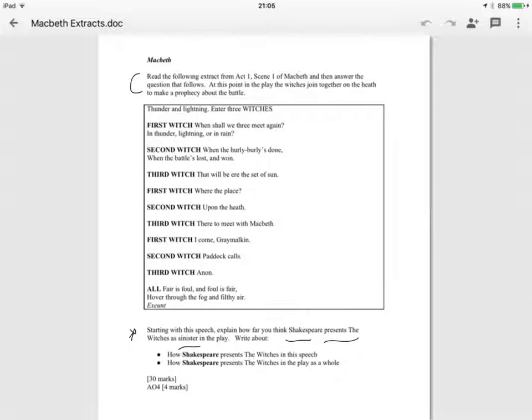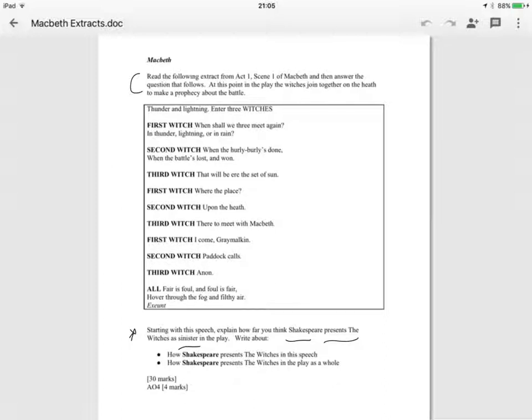And you have to do a little bit of language analysis of the witches in this speech, which is the first bullet point, and the second one, which is in the rest of the play as a whole. So let's try and pick out ways in which Shakespeare makes the witches look sinister. And you might get a short extract like this, or you might get a very long one and just want to zoom in on short sections of it. So I'm going to zoom in on a couple of things and then I'll write an example paragraph.